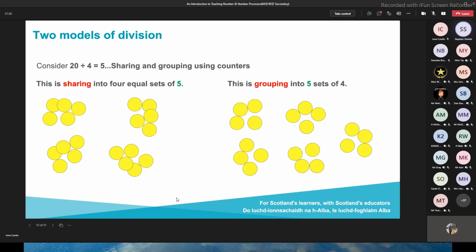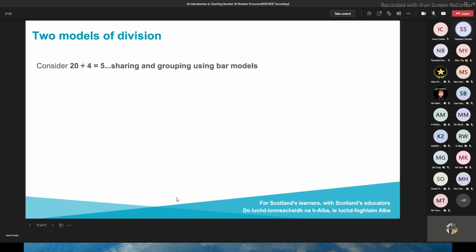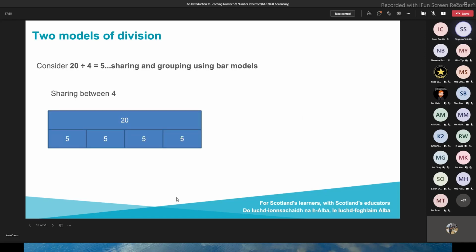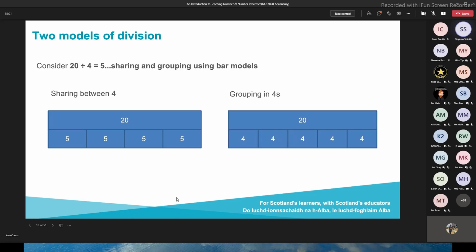Continued practice of these methods, firstly with simple division like we've shown you here, before moving on to complex problems, might help some learners if they struggle with tackling division problems. Again, beyond concrete materials, bar models, as you'll see, can be used to illustrate both those models of division, and you might find that this is preferred by your learners working at 3rd and 4th level.